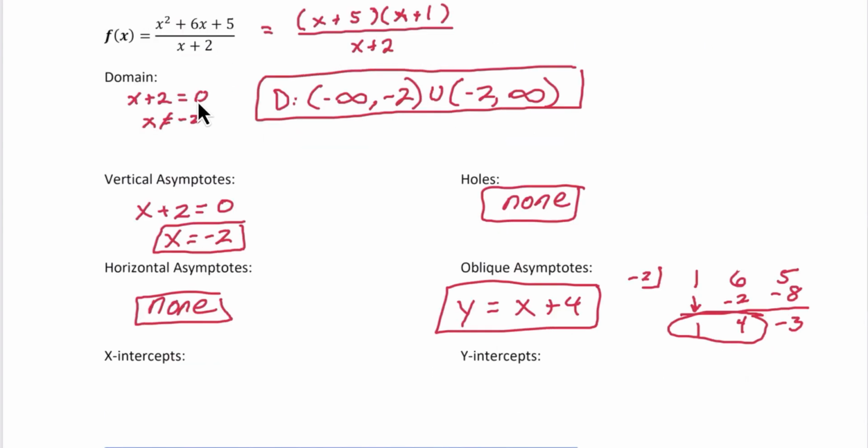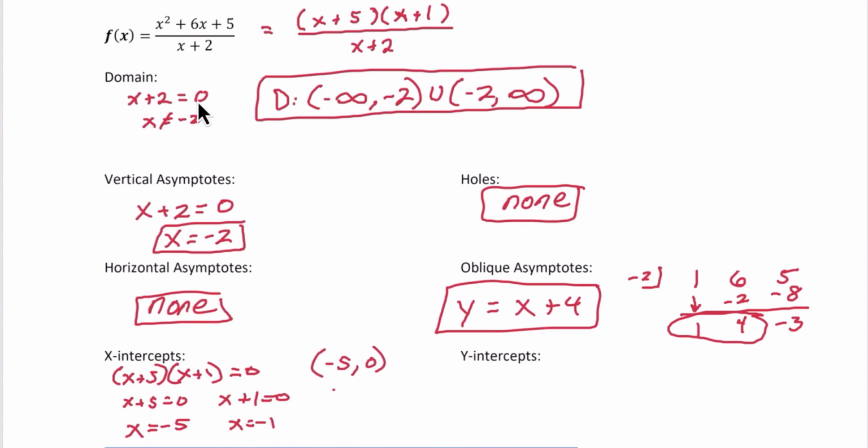To find x-intercepts, we set the reduced numerator equal to 0. In this case, nothing reduced, so we simply set the factored form of the numerator equal to 0. Set each of those factors equal to 0 and solve. x equals negative 5 and x equals negative 1. If we write those as coordinates, that would be (negative 5, 0) and (negative 1, 0).